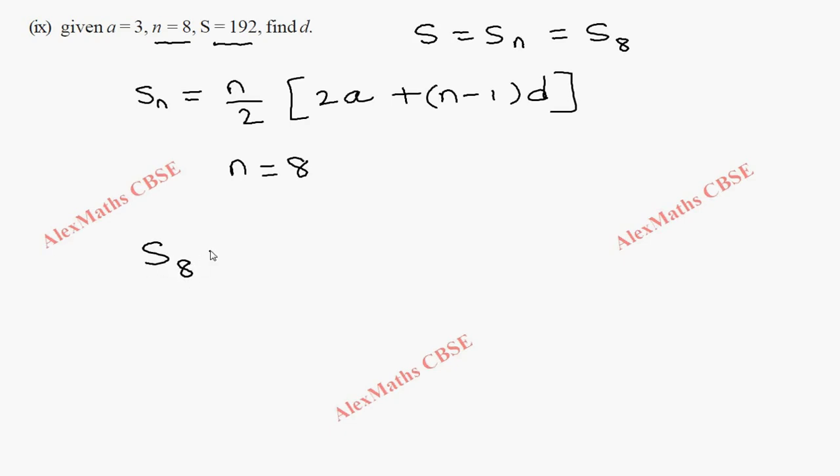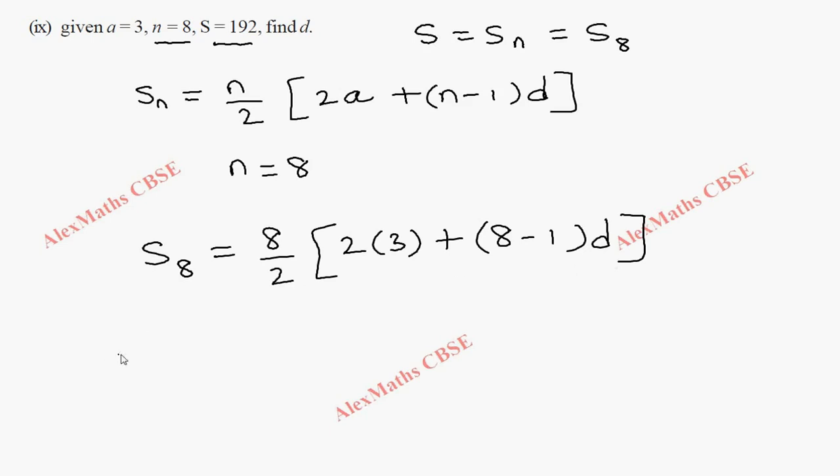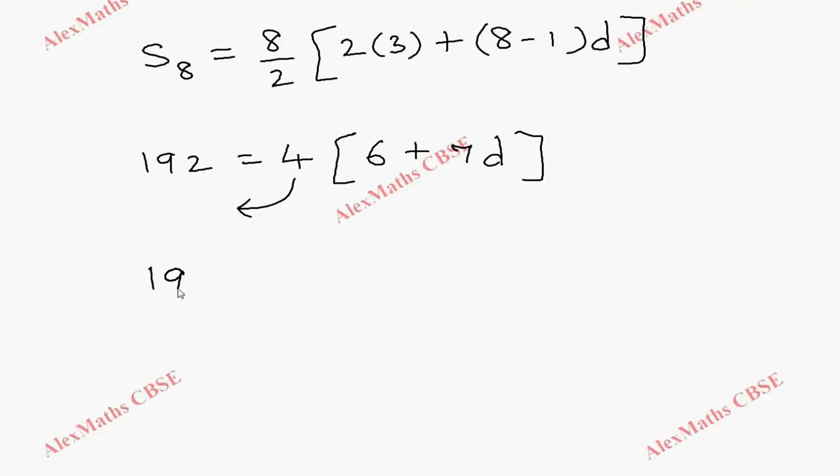So this is S8 equal to 8 by 2, then 2 into the a value, which is 3, plus 8 minus 1 into d, since we don't know the value of d. And S8 is 192. After division, this is 4, and this is 6 plus 7d. Now we take this 4 to the other side, to the denominator. So 192 divided by 4 is 6 plus 7d.